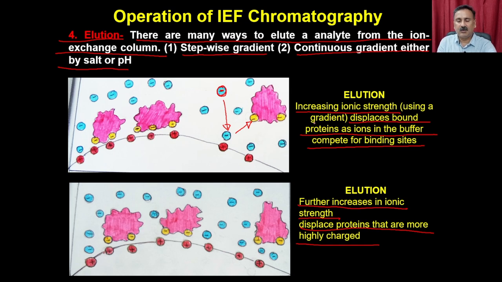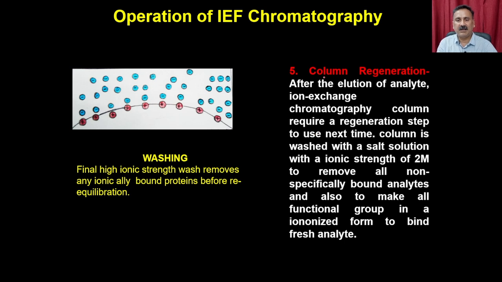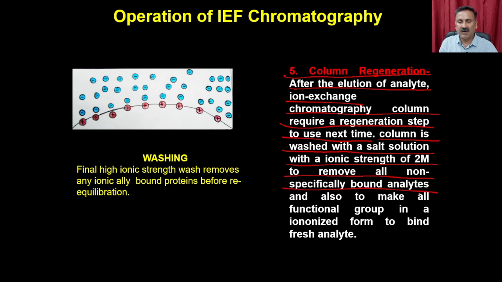Once you're done with the chromatography, the last step is the column regeneration. After the elution of the analyte, ion exchange chromatography columns require a regeneration step to be used the next time. The column is washed with a salt solution with an ionic strength of 2 molar to remove all non-specifically bound analyte, and also to make all the functional groups in an ionized form to bind fresh analyte. So this is what is going to happen when you regenerate.